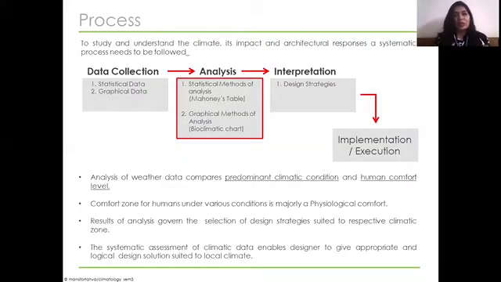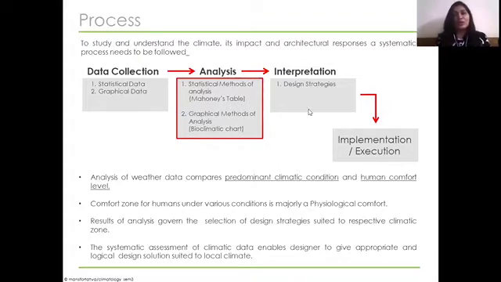To study and understand the climate and its impact, architectural responses need a systematic data collection, analysis and interpretation method. Okay. So data collection is done. We are now on analysis. The statistical method of analysis is done through Mahoney's table, and the graphical method is done through a bioclimatic chart.